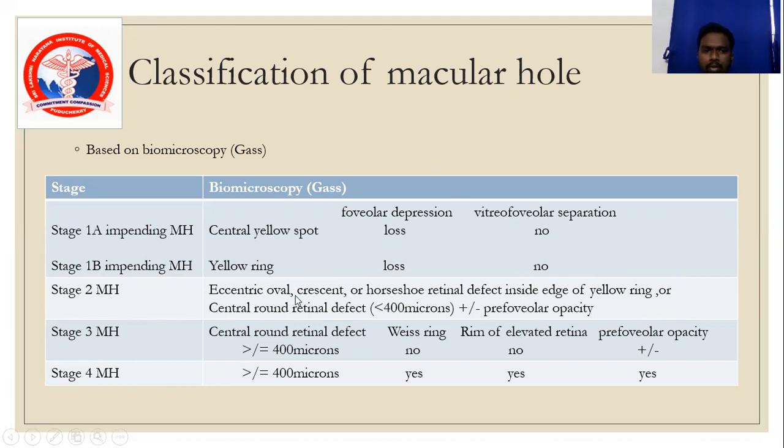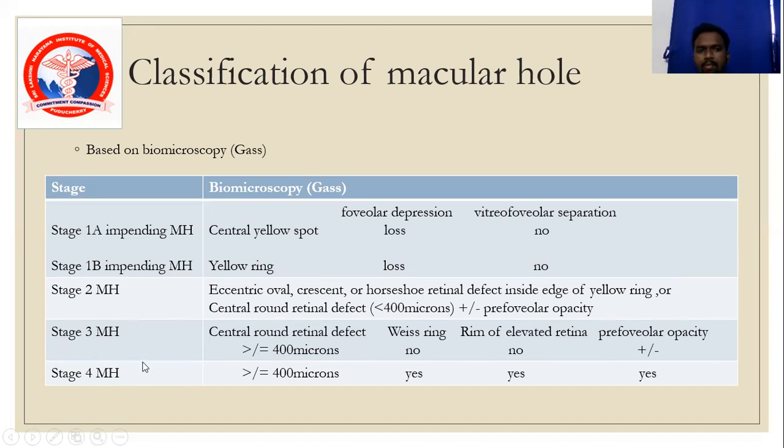Stage 2 macular hole, according to Gass, had an eccentric oval, crescent, or horseshoe retinal defect inside the edge of the yellow ring, or a central round retinal defect which is less than 400 microns, in the presence or absence of a perifoveolar opacity. While stage 3 macular hole patients usually had a retinal defect of more than or equal to 400 microns, in the absence of an elevated retinal rim, in the presence or absence of a perifoveolar opacity.